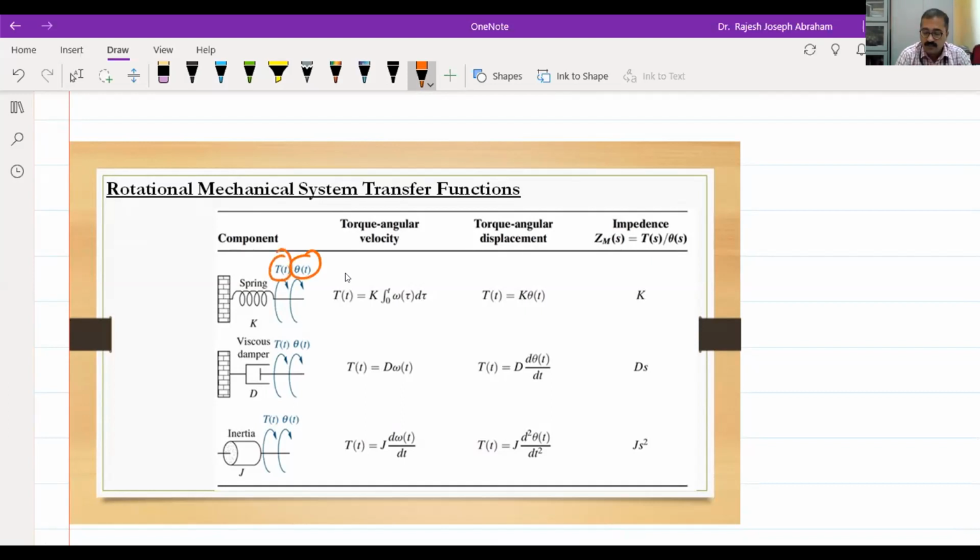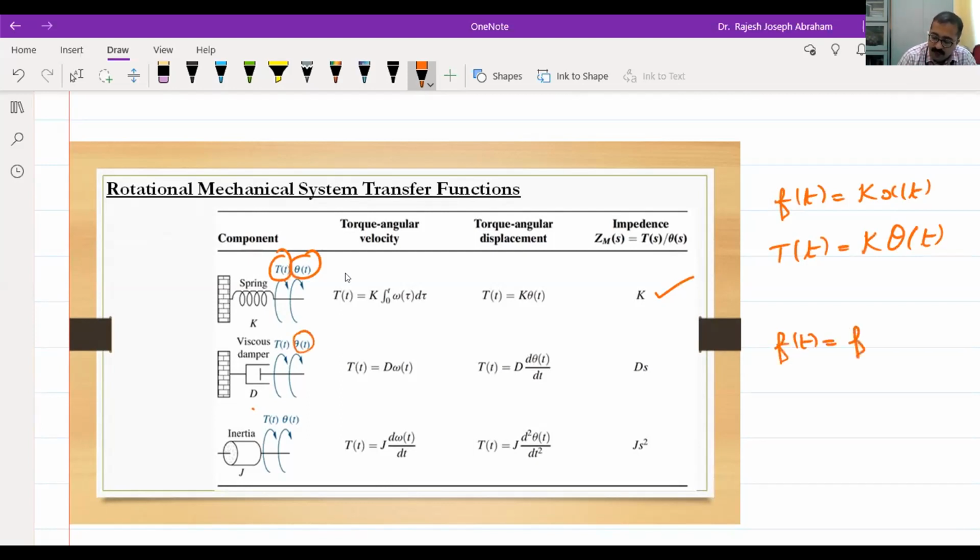So what will be the torque equation here? Similar to the force equation, F of t equals K into X of t, here we have the torque equation, T of t equals K into theta of t, where theta of t is the angular displacement. So when you take the ratio T of s by theta of s, what will you get? Constant, the spring constant K. Now, viscous damper also is more or less the same, right? Suppose the damping constant is D, and here instead of x, we have theta. So in the linear case, we had f of t equals, say, fv into dx by dt.